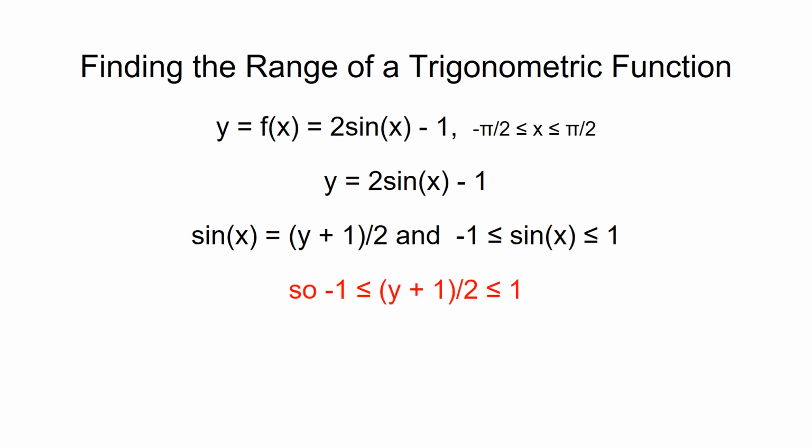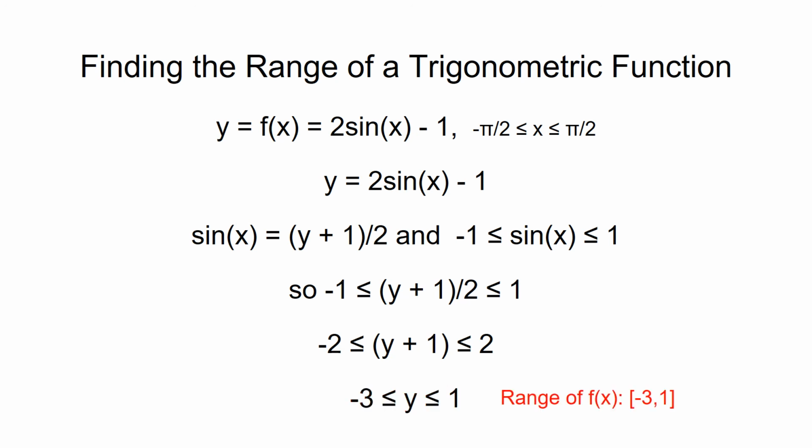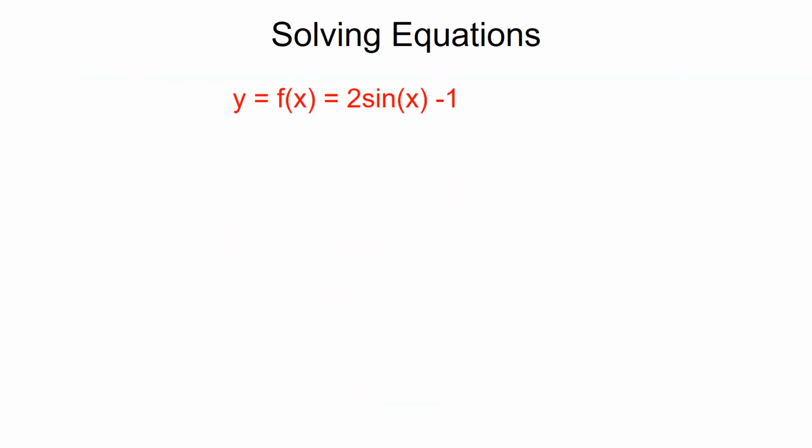So we set up the inequality, substituting the expression for sine of x. And then we multiply all three terms of the inequality by 2. And then we subtract 1 from each part of the inequality. And that gives us the range of the function. The range of f of x is between -3 and 1.